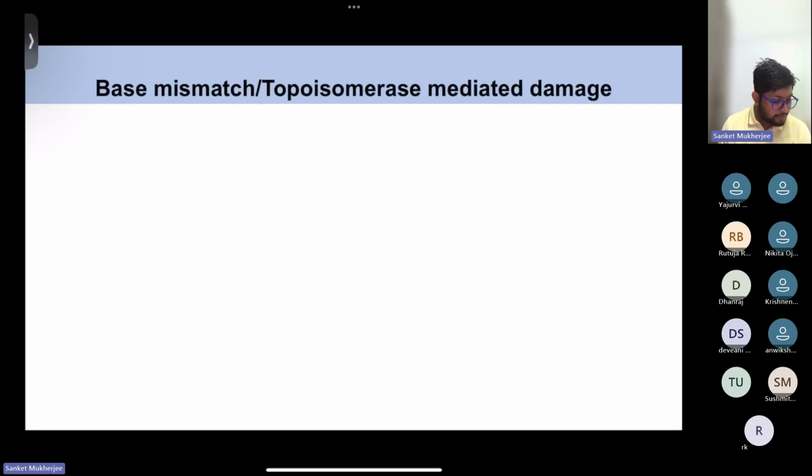Then there is base mismatch. What happens is, in a normal case, when the DNA is not damaged, there is base pair complementarity.